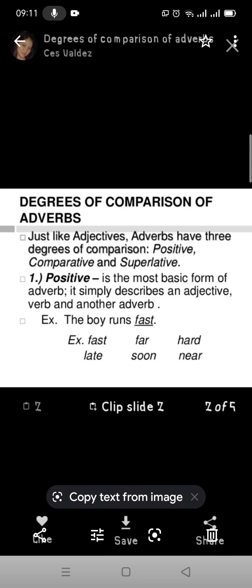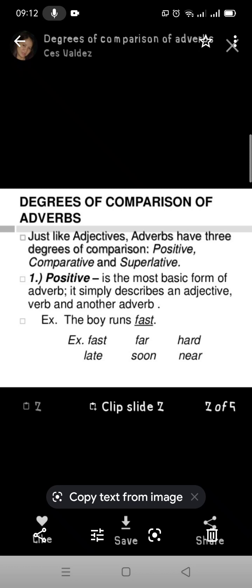Like adjectives, adverbs also have 3 degrees. They are called positive degree, comparative degree and superlative degree. Positive degree of adverb is also called the first degree. When there is no comparison of any person or any object, then we use the first degree of adverb.